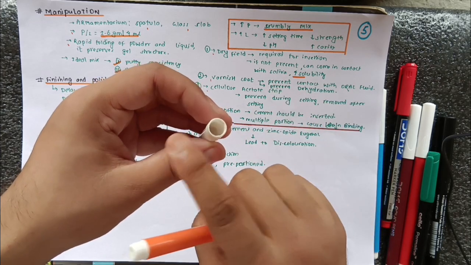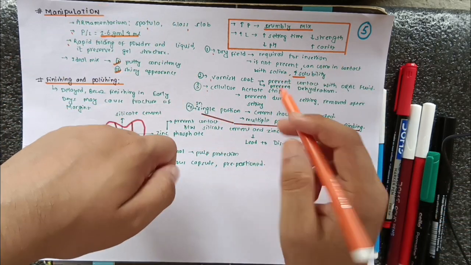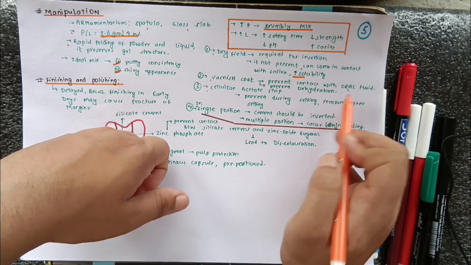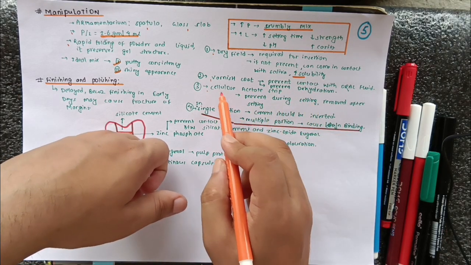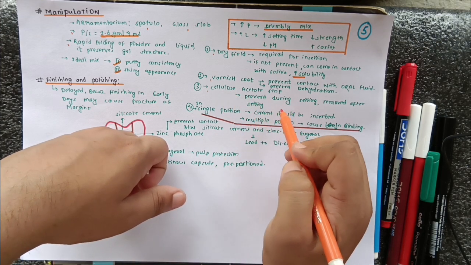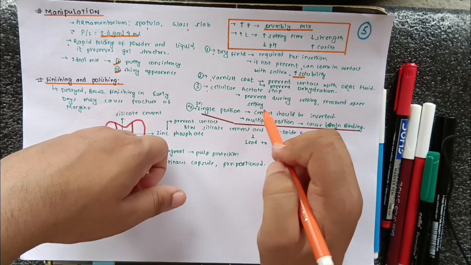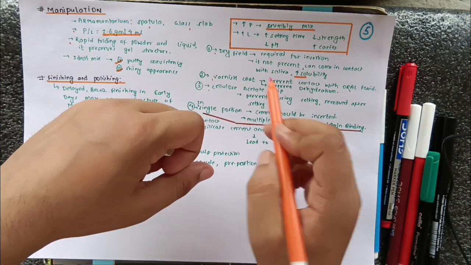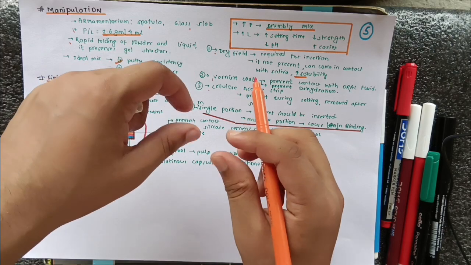So that varnish coat will prevent contact with the oral fluid and also prevent dehydration. Similarly, the cellulose acetate strip can be used to prevent contact during the setting, and removed after the setting. It acts as a separating medium between the silicate cement and the oral cavity, and after the setting we can remove it.